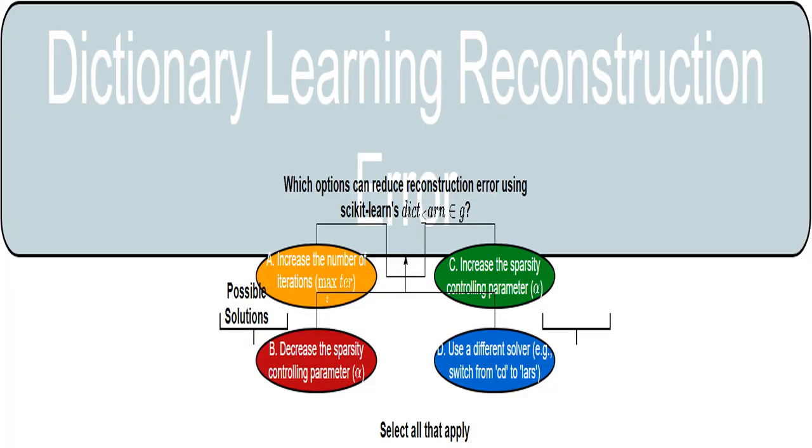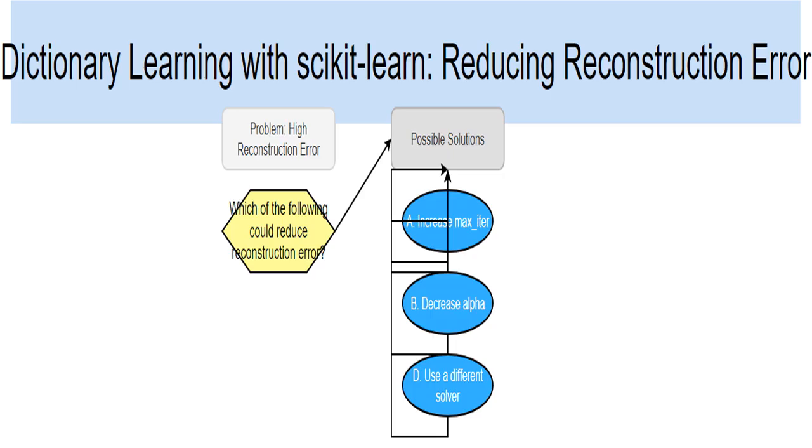This is the problem. You're trying to improve how well a model reconstructs the data. In short, you want to reduce the difference between the original data and the data reconstructed by your model after dictionary learning. I see you're tackling dictionary learning using Sklearn's dictlearning function. The goal is to find a set of dictionary atoms that can efficiently represent your data. A high reconstruction error means the dictionary isn't doing a great job of reconstructing the original data. We'll explore ways to improve that.